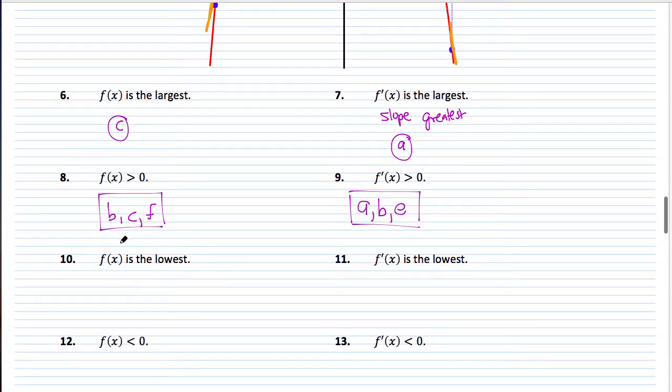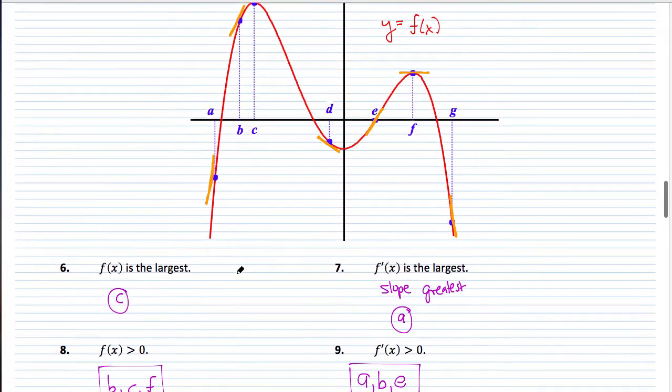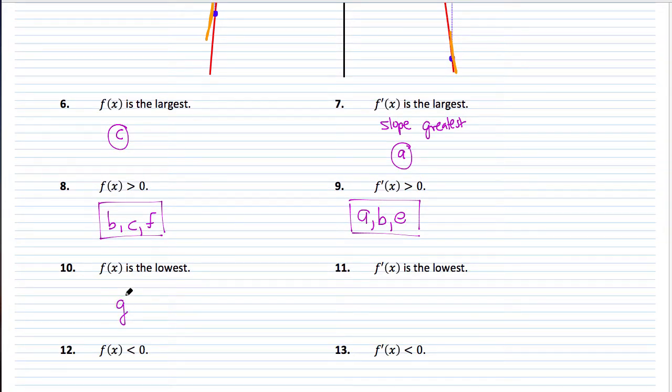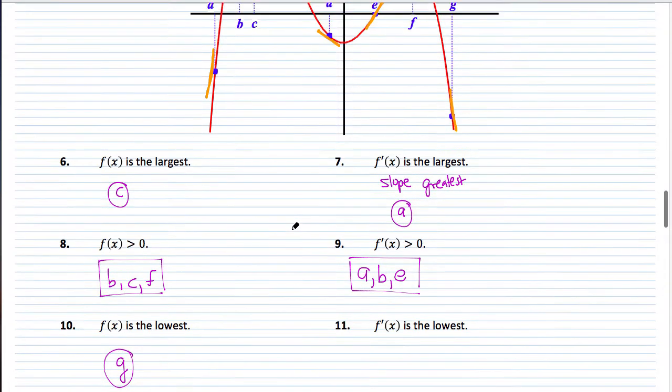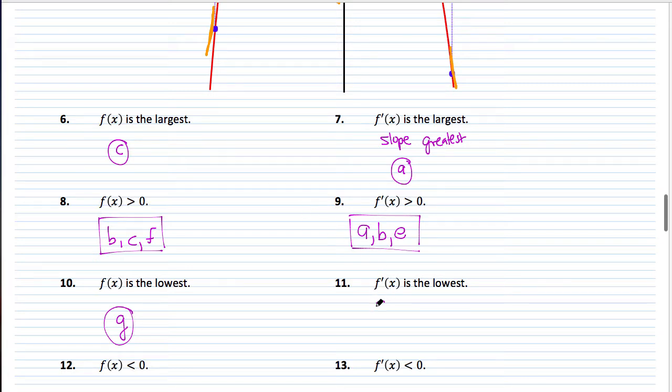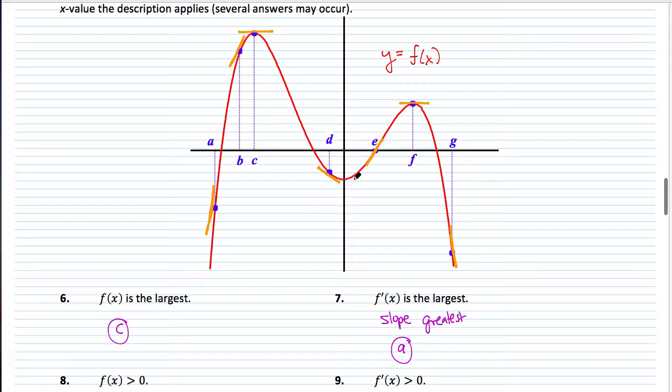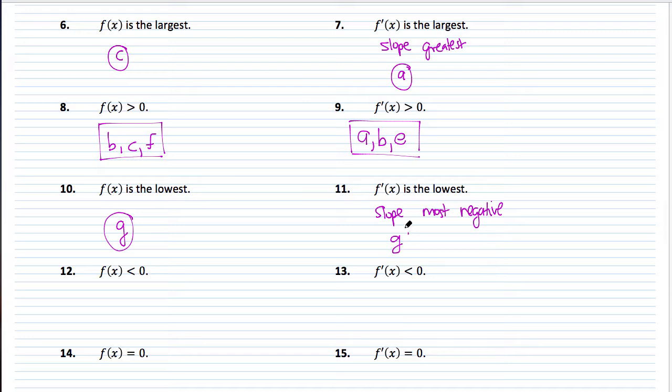10 asks, when is the value for f of x the lowest? So A is almost the lowest, but it turns out that G is slightly lower than that. So our lowest point is at G. 11 asks for when is f prime of x the lowest. So this is the most negative slope. Out of these points, the tangent line with the most negative slope is at G as well. So that is our location when f prime of x is the lowest.